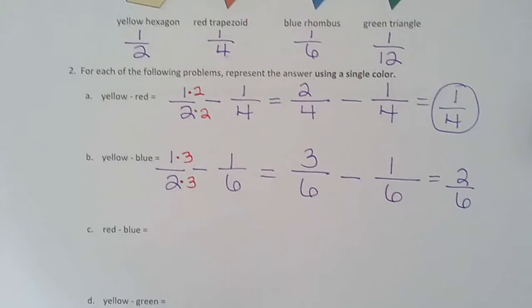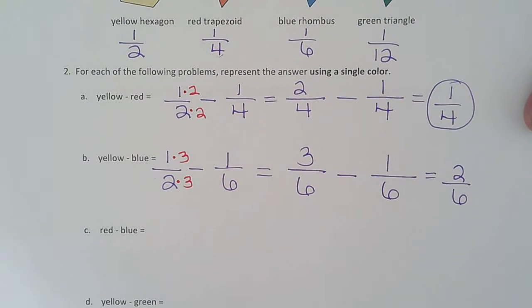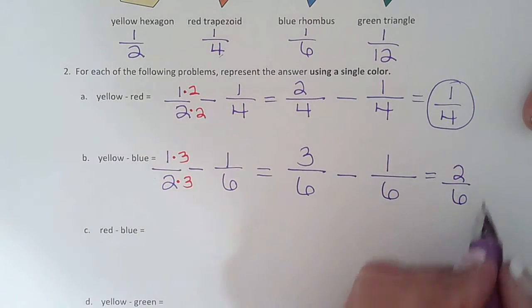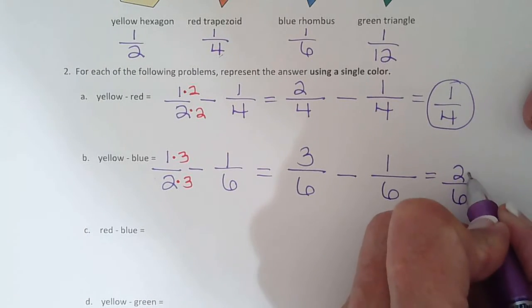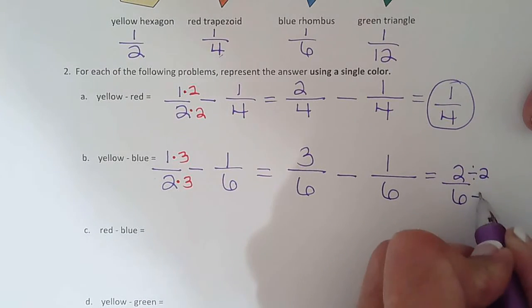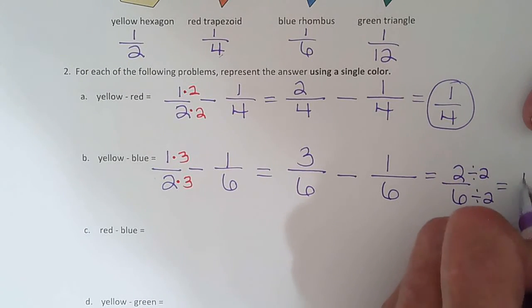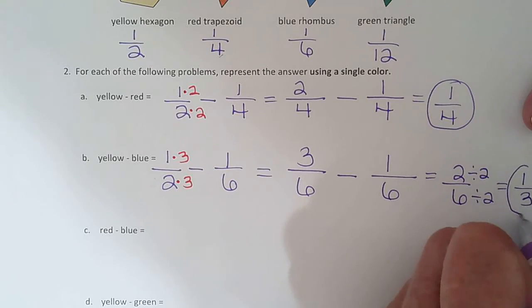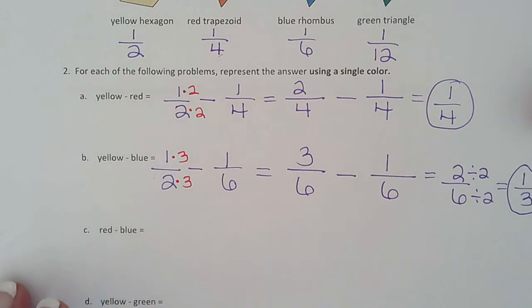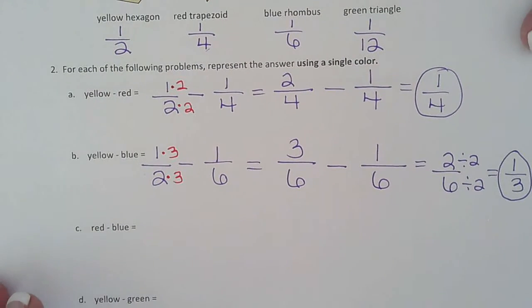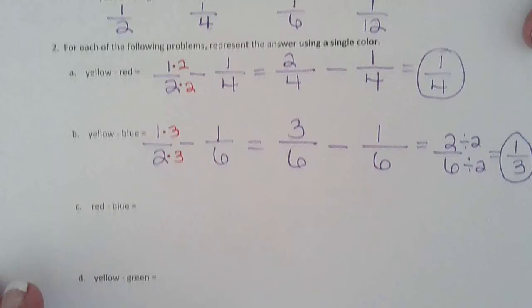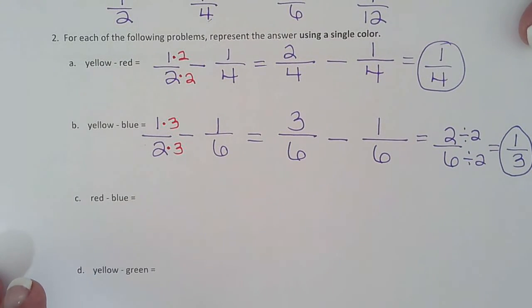Can that be simplified? Yes, it can. Both even. Remember, both even. That's your biggest hint ever. When they're both even, we write 1/3. Divide them both by 2. 2 divided by 2 is 1. 6 divided by 2 is 3.